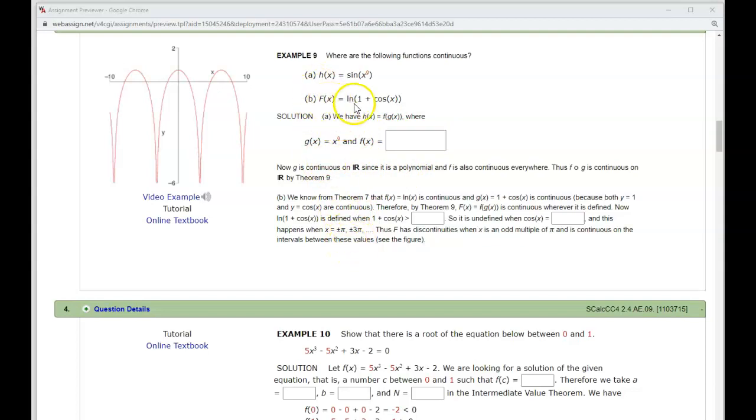For part B, we have the natural log function, which is not defined for 0 and below. So anywhere what's inside here becomes 0 or below, and it wouldn't become anything below 0 because the lowest thing cosine is, is negative 1. But we're going to have a lot of places where this is not defined. So this is just going through there and helping you understand where that would be undefined.